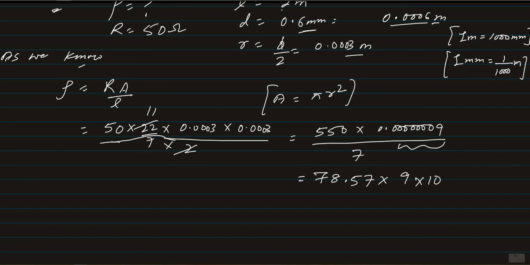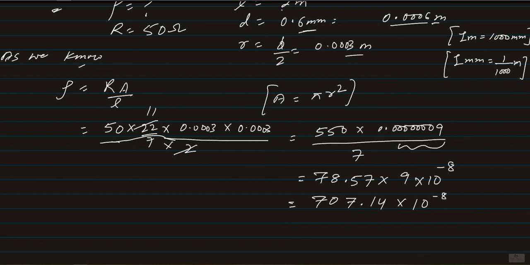How many places does the decimal move to the right-hand side? 1 2 3 4 5 6 7, seven, then 8. So it will become minus 8. When we multiply this particular expression 78.57 by 9, what will we get? We will get 707.14 multiplied by 10 to the power minus 8.